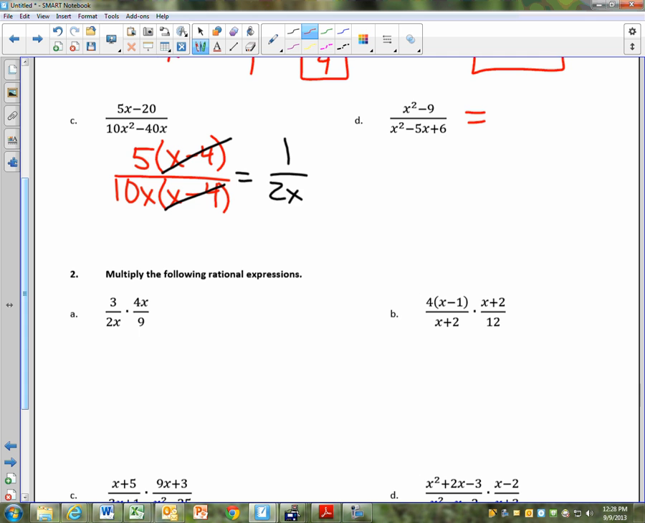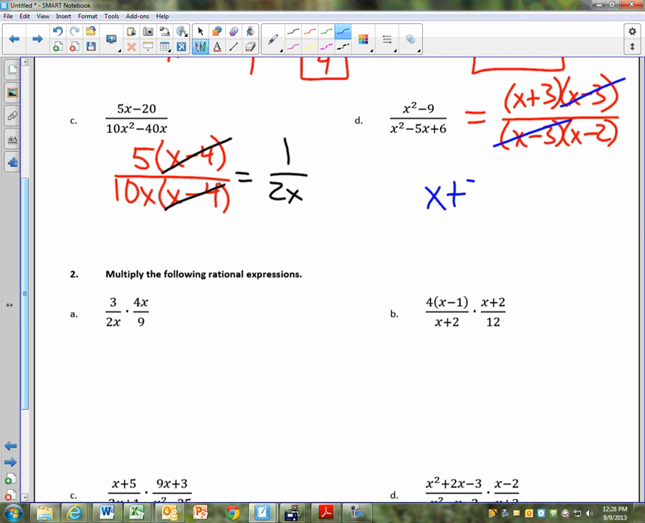Start by factoring. What does the top factor to? Difference of two squares. Bottom factors to x minus 2 and x minus 3. Am I now allowed to cancel? Yep, everything's written as multiplication, so I get x plus 3 over x minus 2.